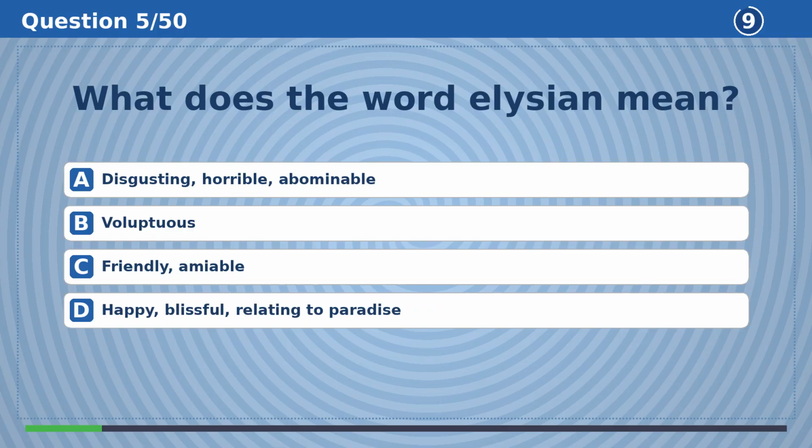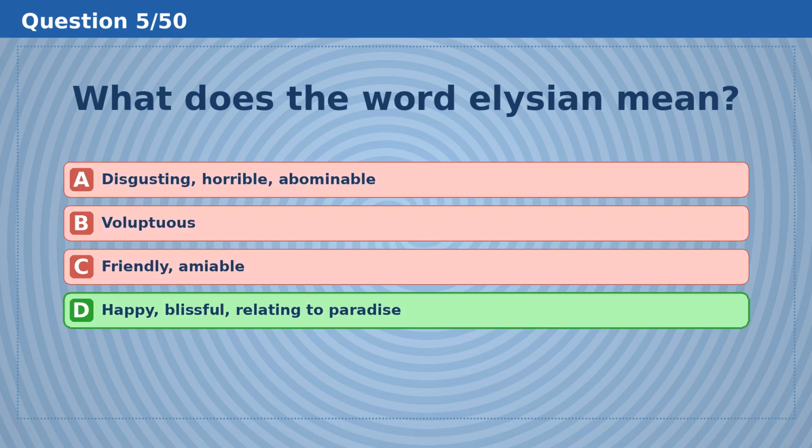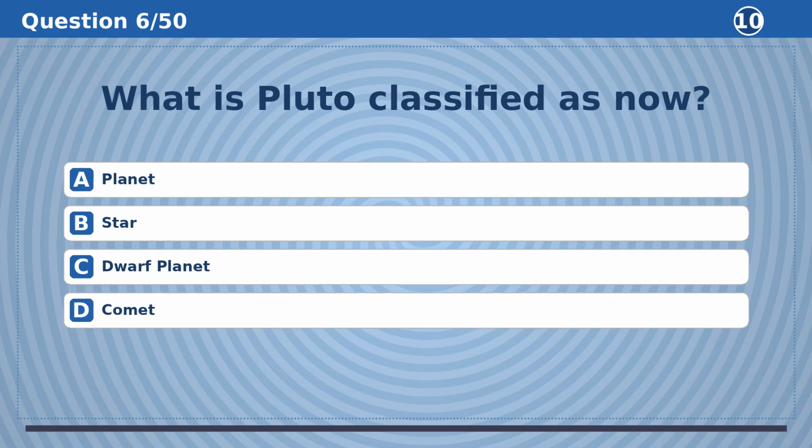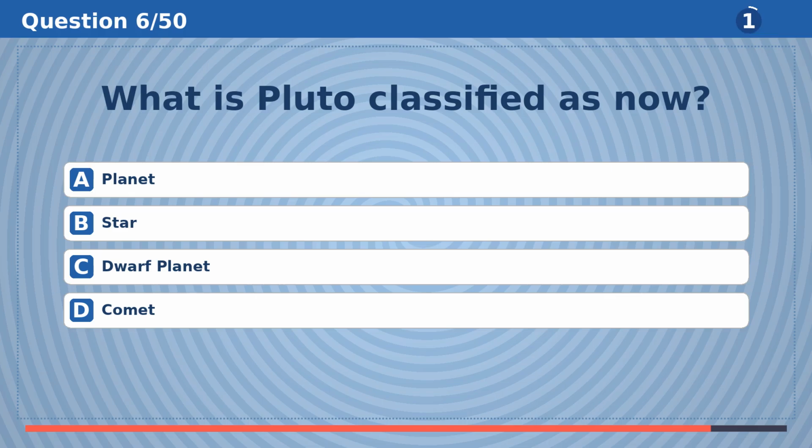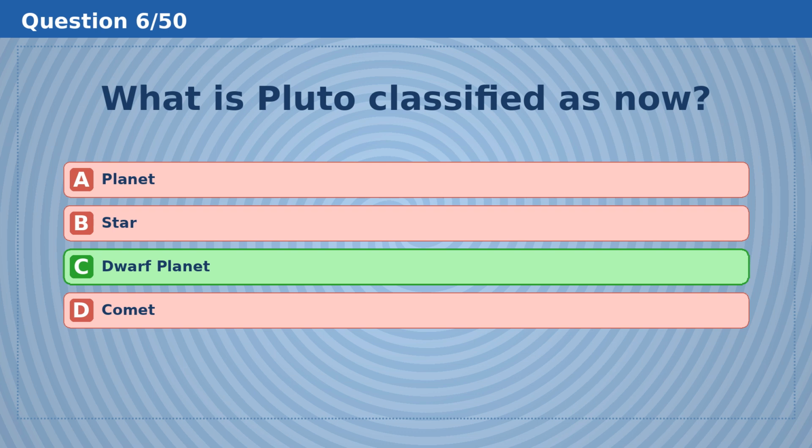What does the word elision mean? The answer is D. Happy, blissful, relating to paradise. What is Pluto classified as now? The answer is C. Dwarf planet.